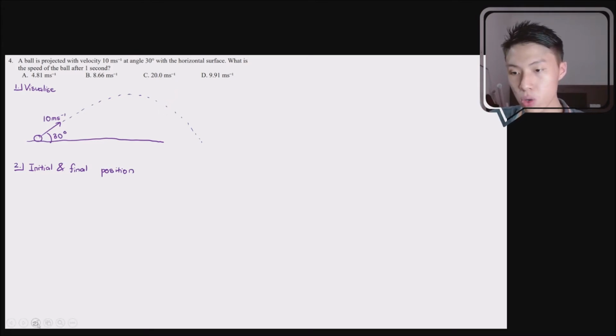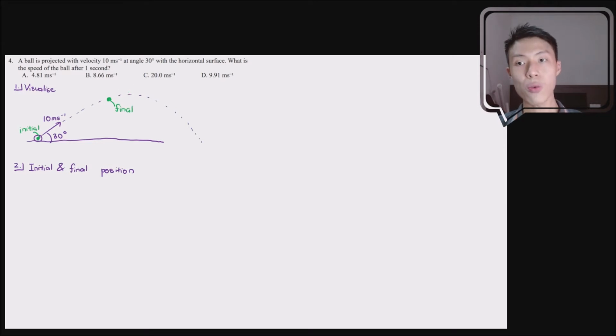Okay, so we know that the ball definitely starts from the horizontal surface. So this point here will be our initial position. Where is the ball at the end of 1 second? We don't know, so let's just simply pick a point. Okay, if you don't know, just simply pick a point. Let's call it the final position.